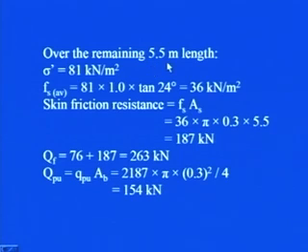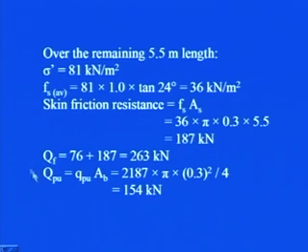Now over the remaining 5.5 meter length you can find out using the same expression, because sigma prime is going to be uniform over this particular depth. So that will be 36 kilonewton per meter square. And skin friction resistance in the similar manner you can get by multiplying this unit skin friction resistance by the area of the pile shaft on which it is acting, which is pi d into L. L is in this case 5.5 meter. So that becomes 187 kilonewton. So your total skin friction resistance will be 76 plus 187, which is 263 kilonewton.